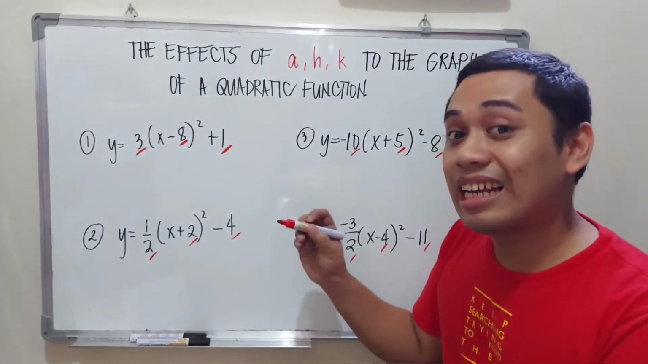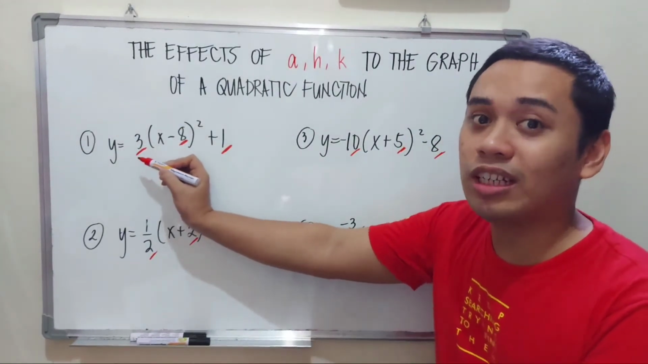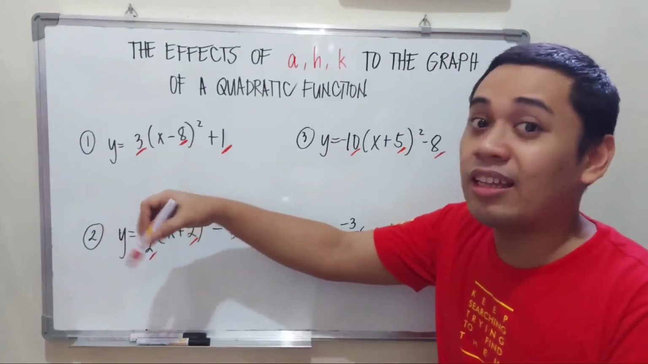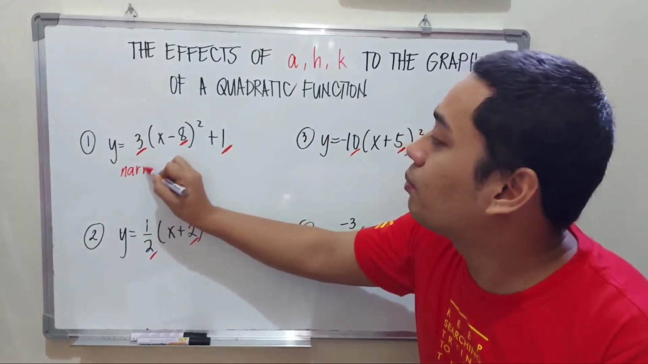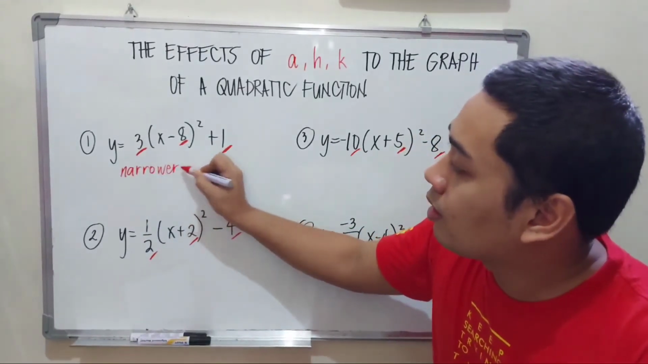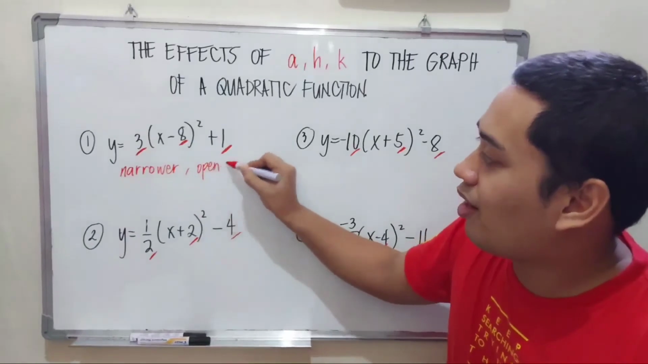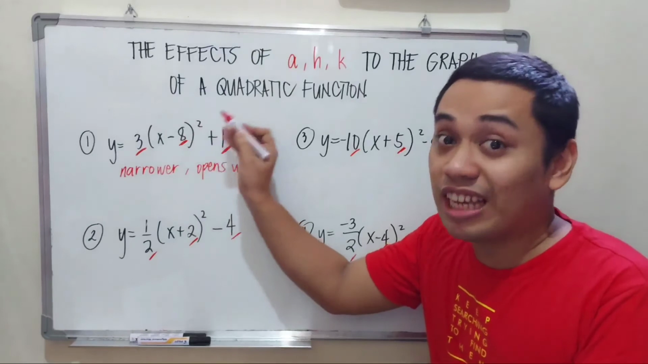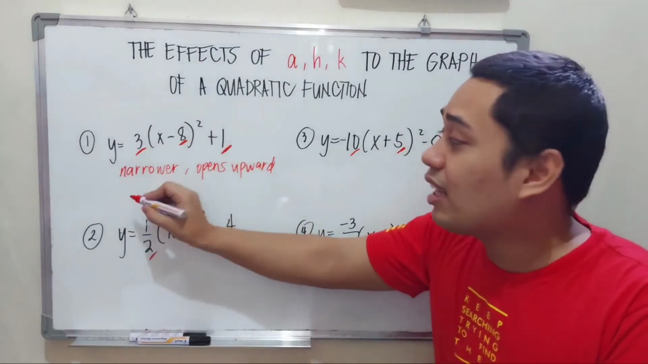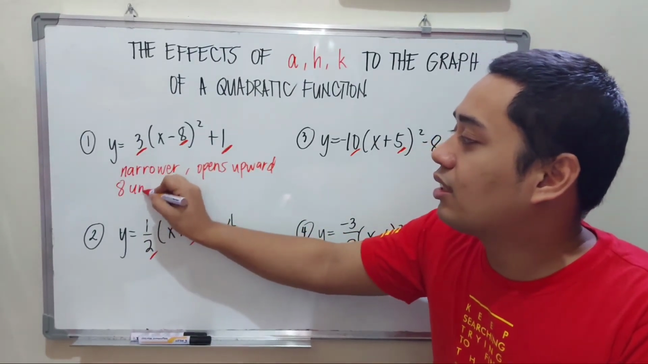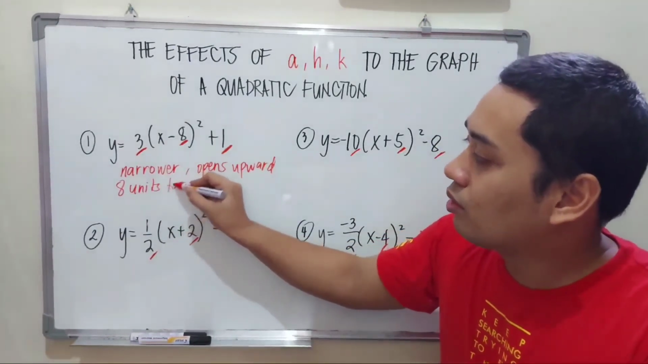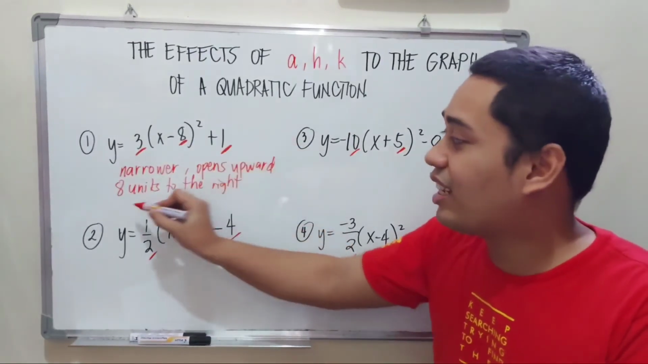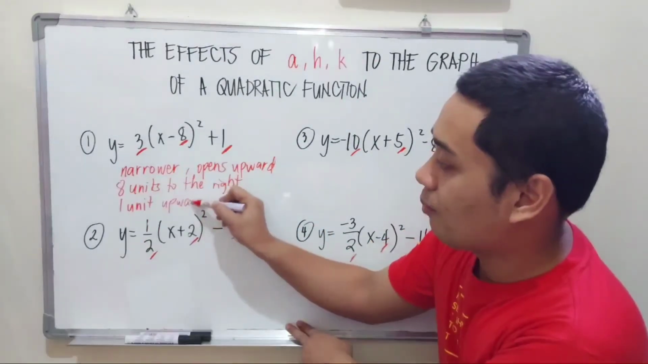For number 1, analyze na natin siya. Since a is equal to 3, that is with absolute value greater than 1, ibig sabihin narrower. And since positive siya, it opens upward. Next, h is positive 8 since x minus h, diba? So, meaning, it will be 8 units to the right. And plus 1 siya, kaya 1 unit upward.